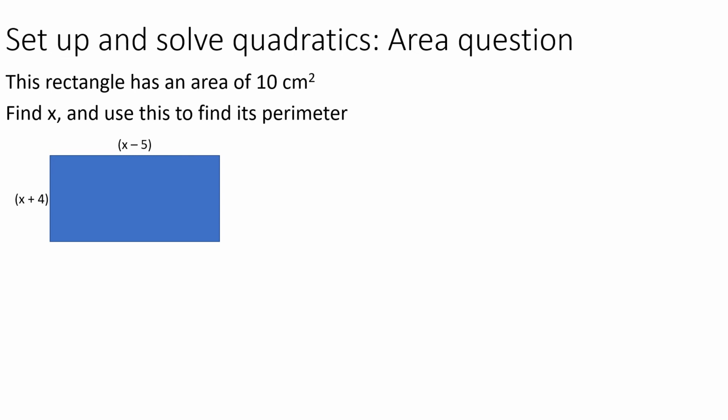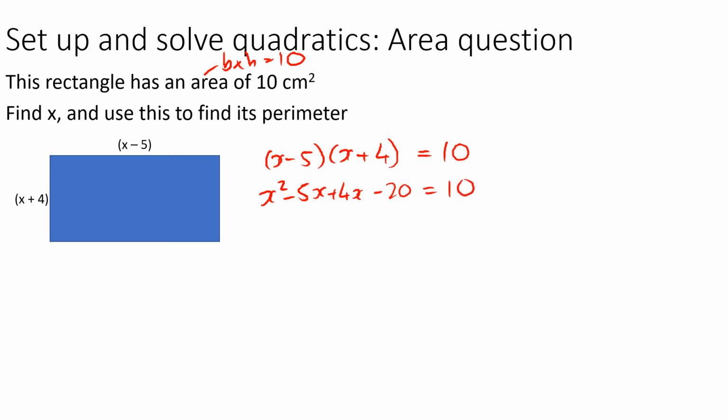So that means that the base times the height is equal to 10. So let's do that. Our base is x minus 5, our height is x plus 4, and they equal 10. Well, let's expand this, because we can't solve it straight away, because this side isn't equal to 0. So x squared minus 5x plus 4x minus 20 equals 10. And then we need everything on one side, so we're going to need to subtract 10 from both sides, which will give us x squared minus x, from putting those two things together, minus 30 is 0.